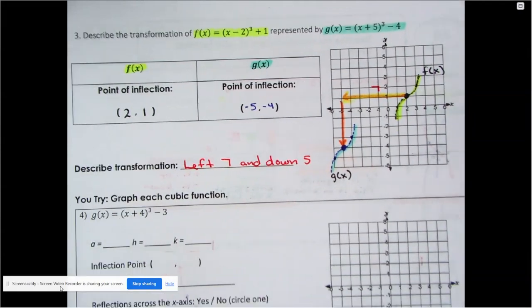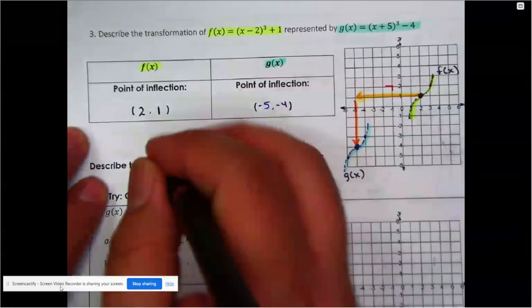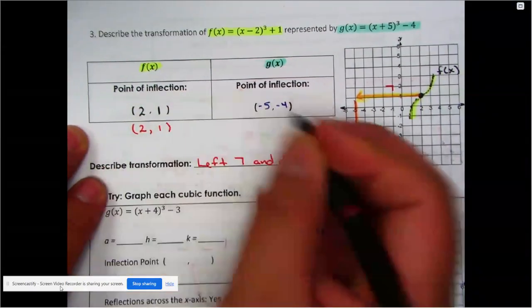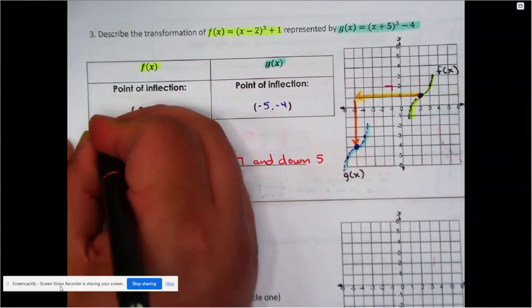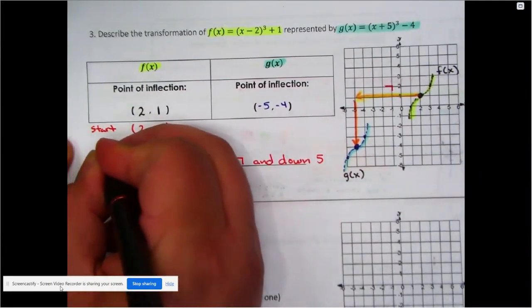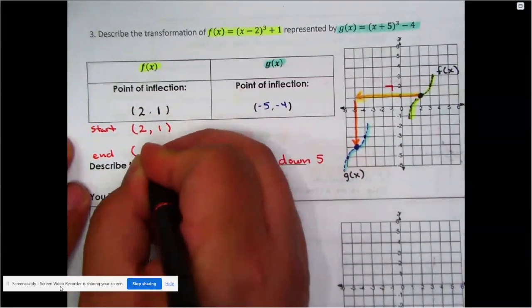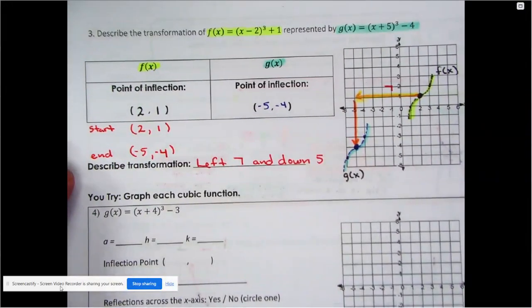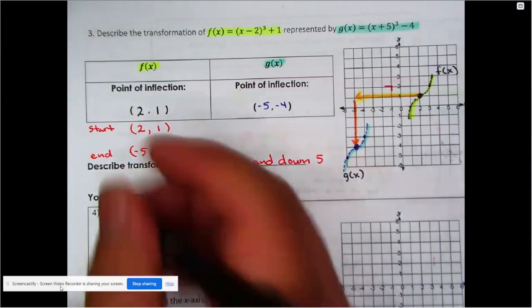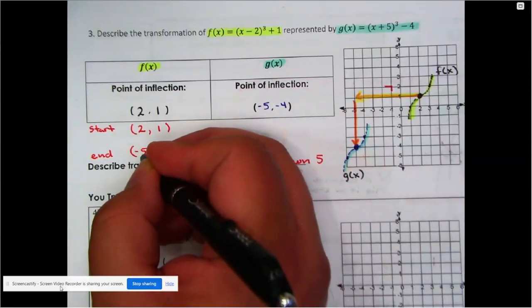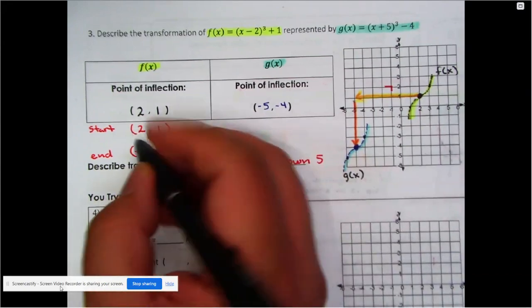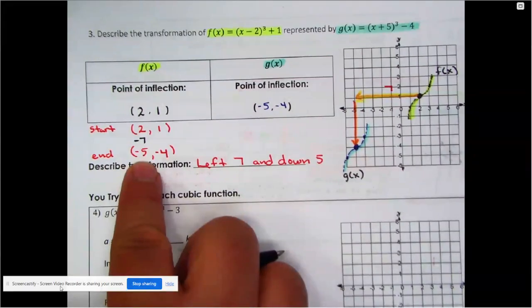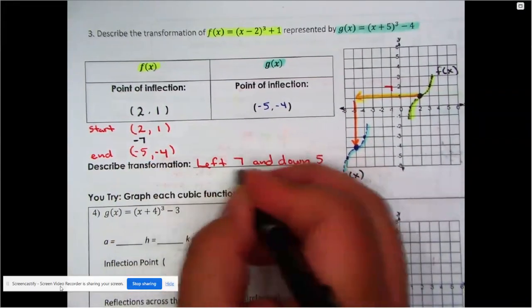Now, it can also be done just by looking at points, right? If I started off at 2, 1, and I'm going to end, so this is where I start, but then I end it, just want to show you there's another option, and then I end it at -5, -4, well then, the question becomes, how do I go from a 2 to a -5? Well, the only way to go from a 2 to a -5 is if I subtract 7 to get that -5. Well, that's why I'm going left 7.